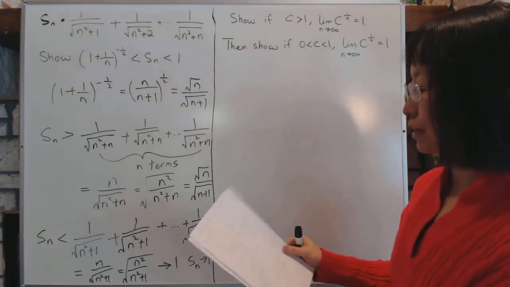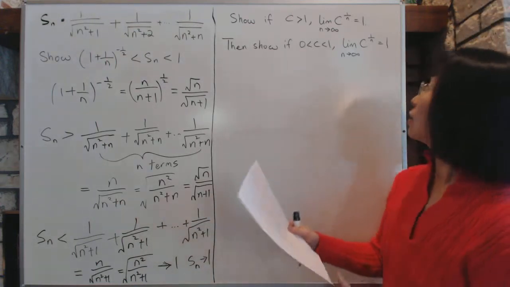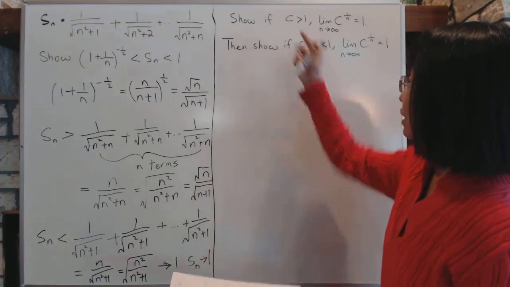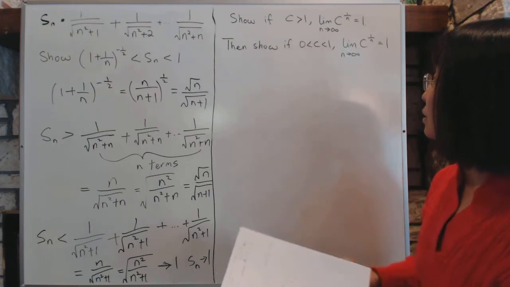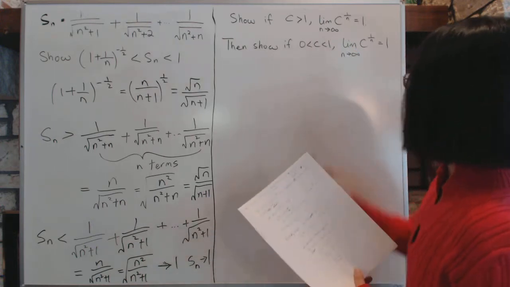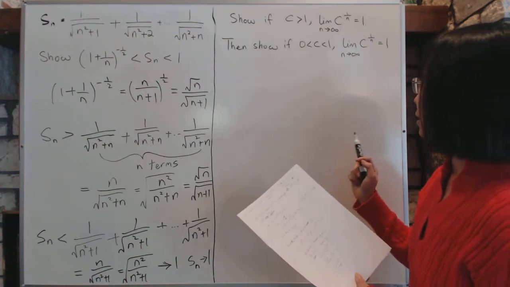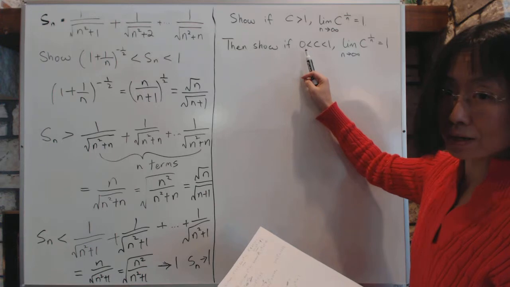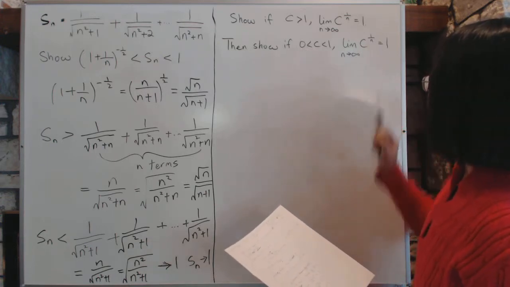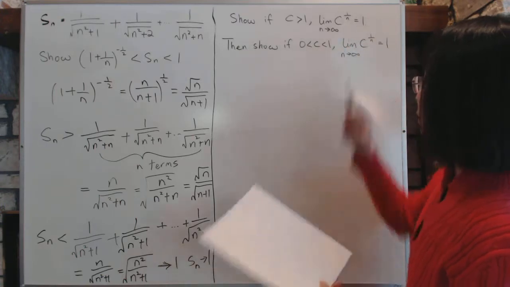And the next problem we are going to look at is, let's say you have a value c, c is bigger than 1, and we're supposed to prove the limit as n goes to infinity of c to the power 1 over n is equal to 1. And after that, we will show that even if c is less than 1 but is positive, the limit of c to the power 1 over n is going to be 1 anyway. But first, we'll show the first part, okay?